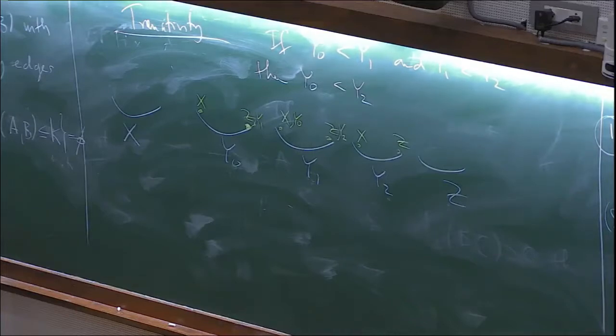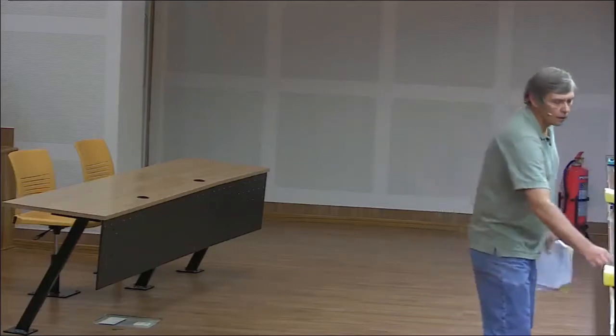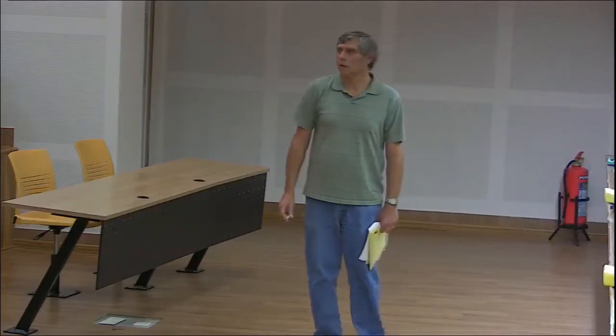So what do we know about the distance between y0 and y2 on y1? We know it's big, right? But that's the same as the distance between x and z. I'm not writing all these, I'm just putting down symbols. That's what you're supposed to do, right?